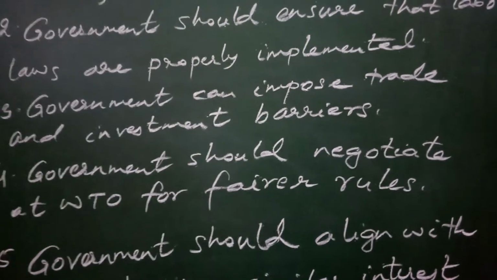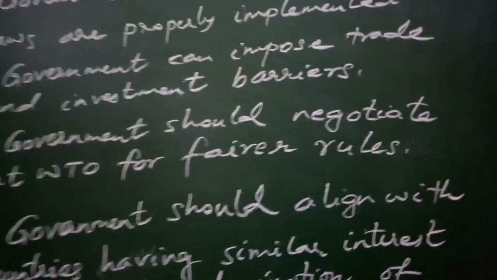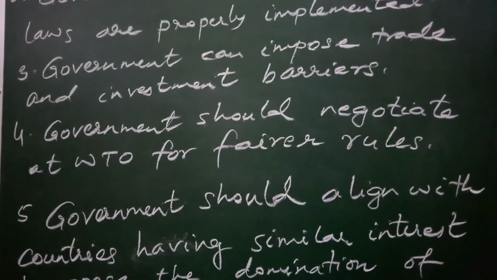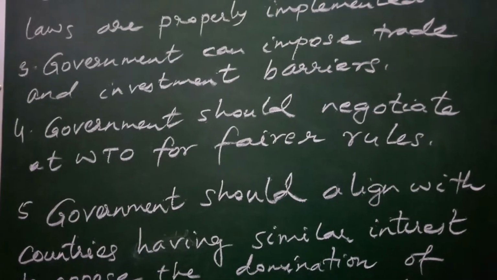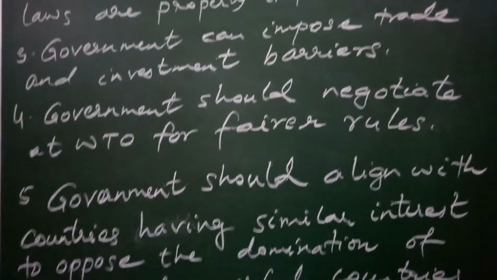Fourth point, government should negotiate at WTO for fairer rules. It means government should request the WTO to make fair rules so that the rich countries of the world also follow the policies that are framed by WTO.